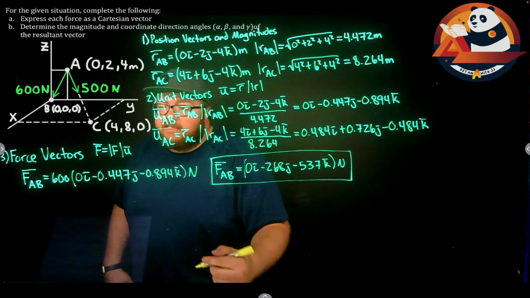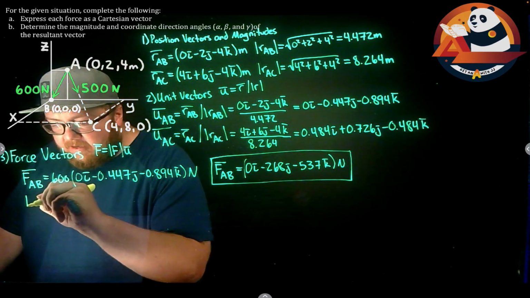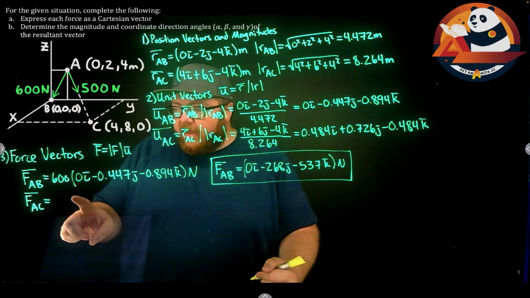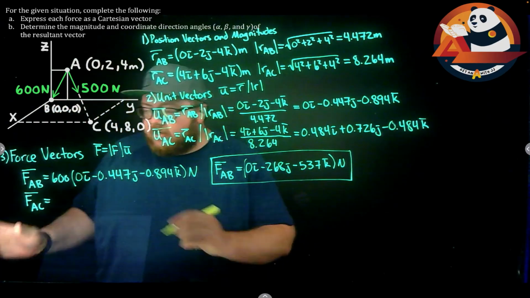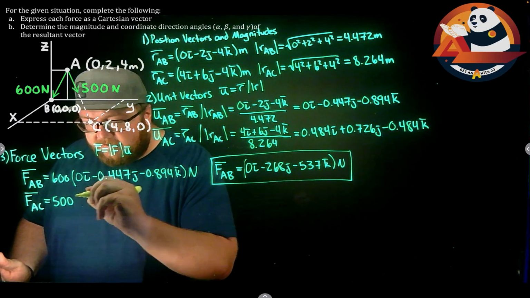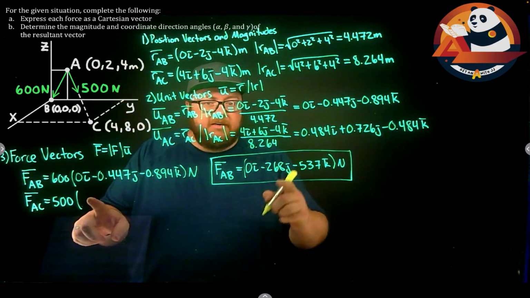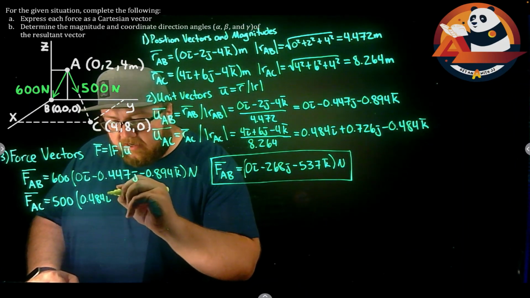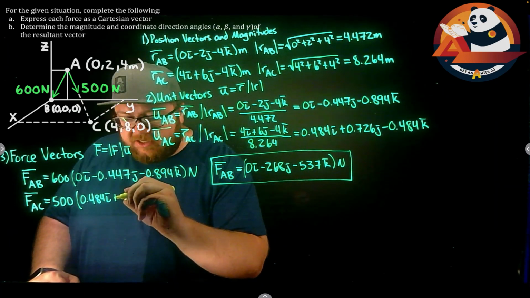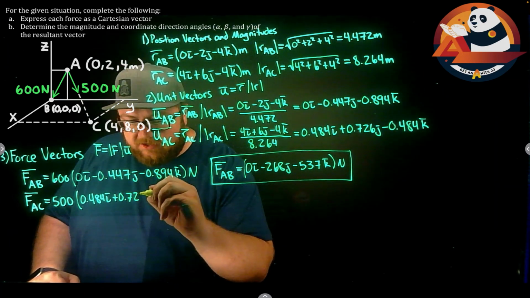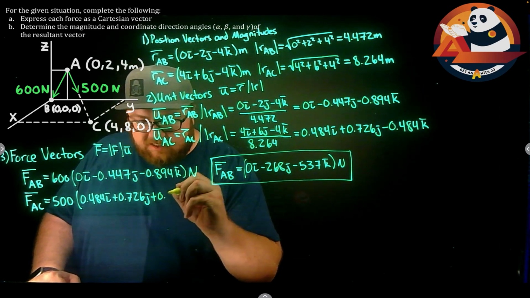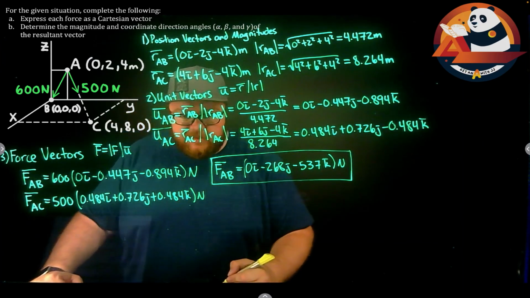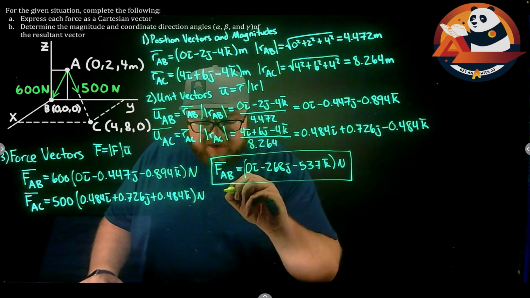And then I can repeat that process for FAC, my other vector. My magnitude of force is 500 this time, 500 times my unit vector, and I know that's 0.484i plus 0.726j plus 0.484k newtons.